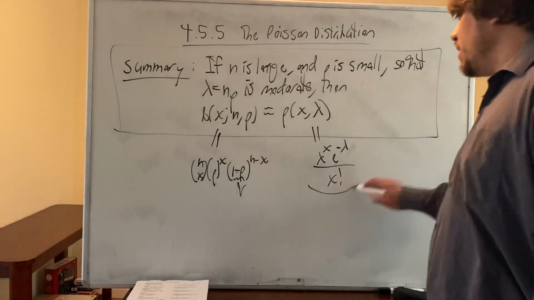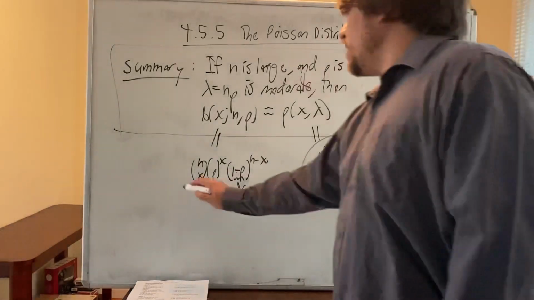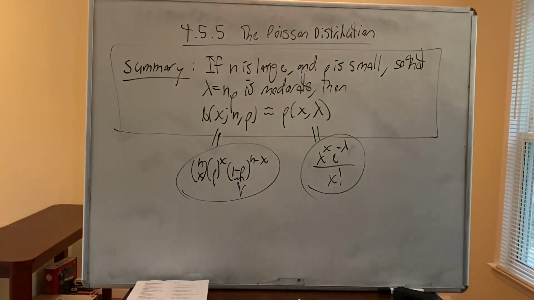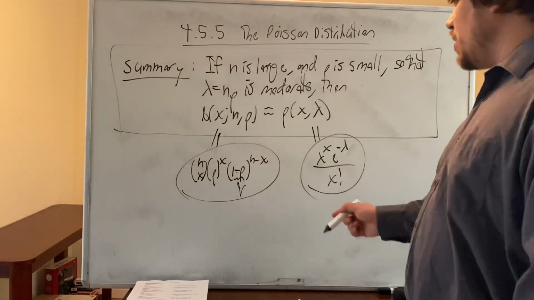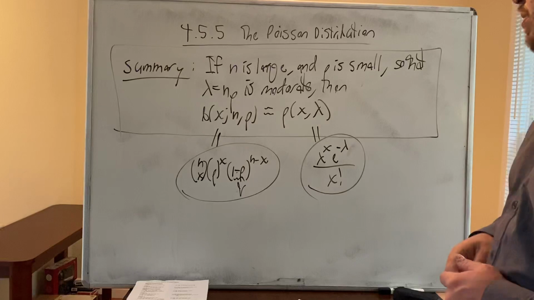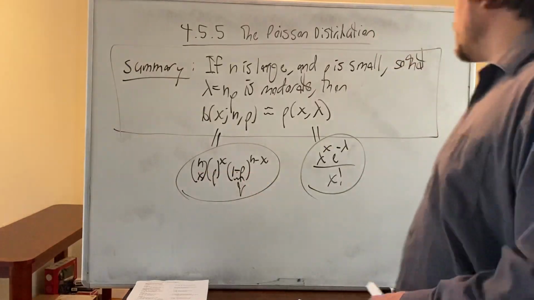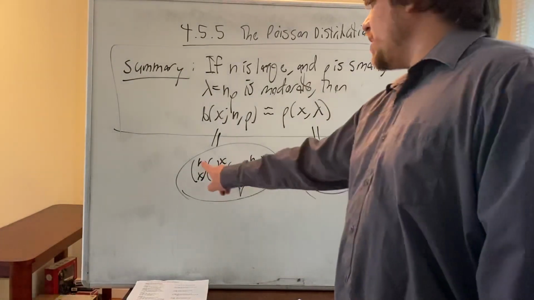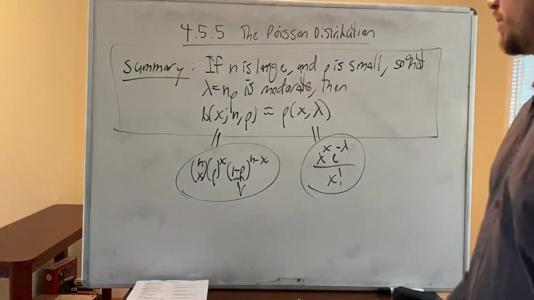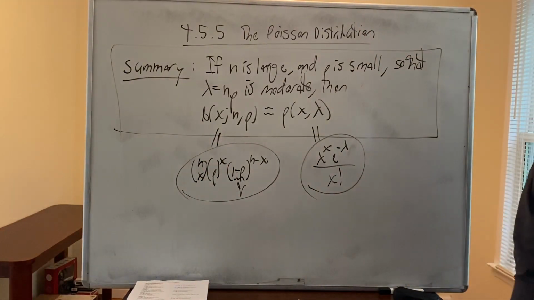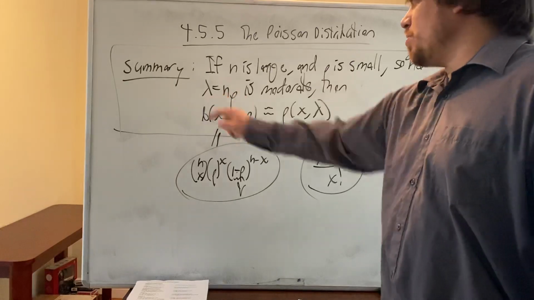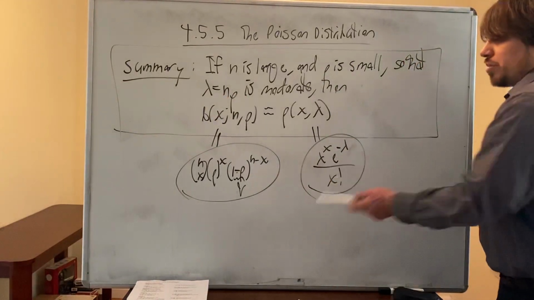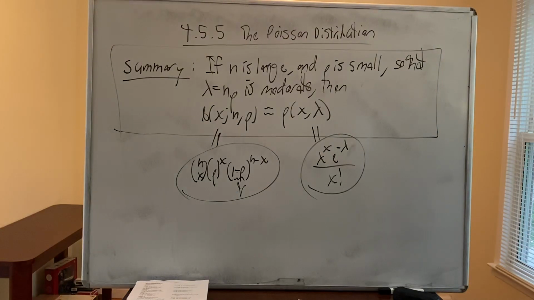So this is the Poisson probability function. This is the binomial probability function. And they're approximately the same if little n is large and little p is small enough, so that lambda, which is n times p, is moderate. This thing's very large, this thing's very small, their product is moderate size. Then this probability is approximately the same size. That's a summary so far.